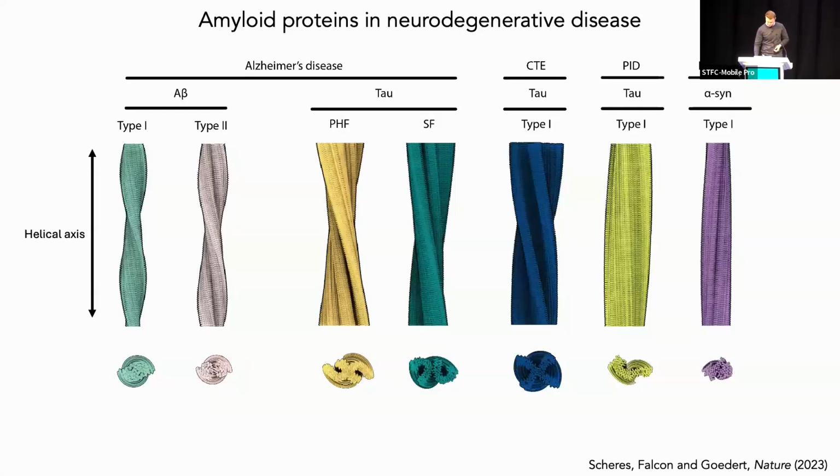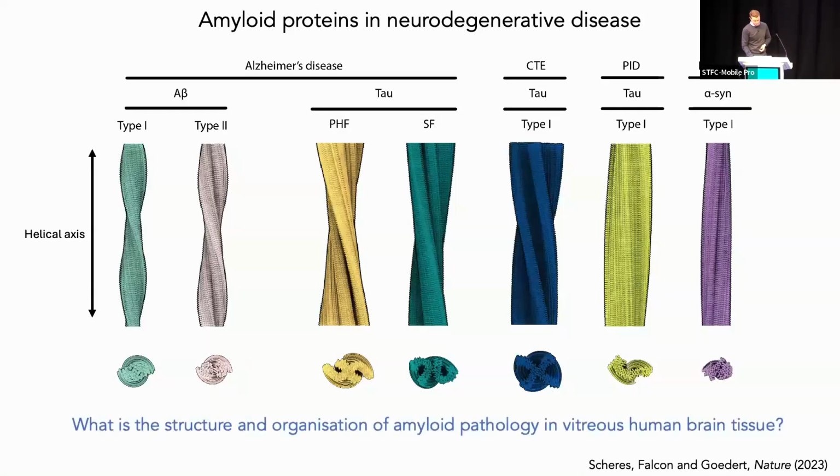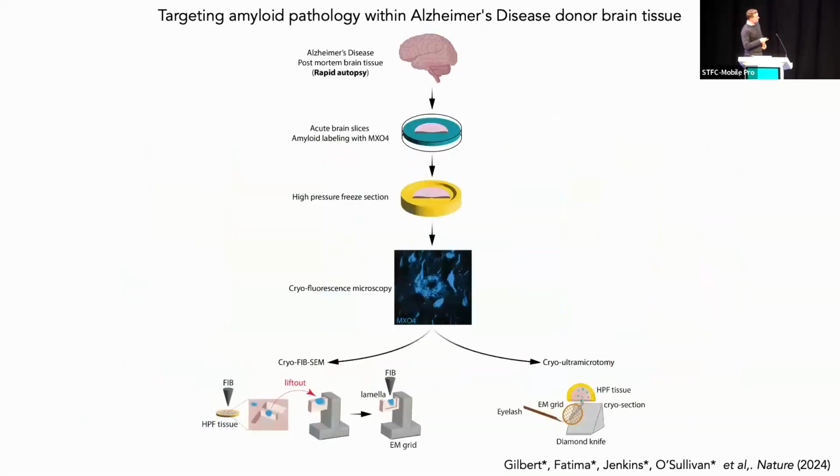While we have the high-resolution structures of some amyloid proteins, we wanted to determine what the structure and organization was directly in human brain tissue, so we're retaining that cellular and tissue context. This slide shows a high-level overview of the cryo-CLEM workflow that we developed and utilized in order to do this.